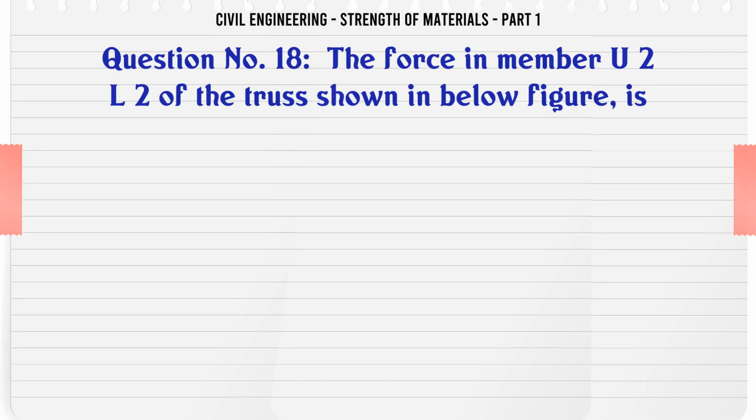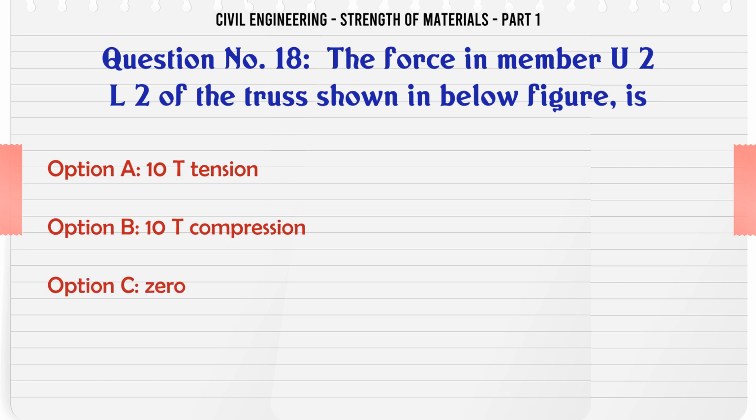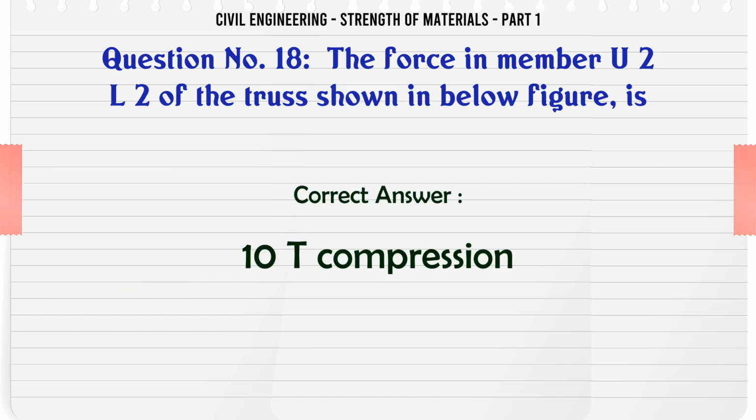The force in member U2L2 of the truss shown in the figure below is: (a) 10T tension, (b) 10T compression, (c) 0, (d) 15T compression. The correct answer is 10T compression.